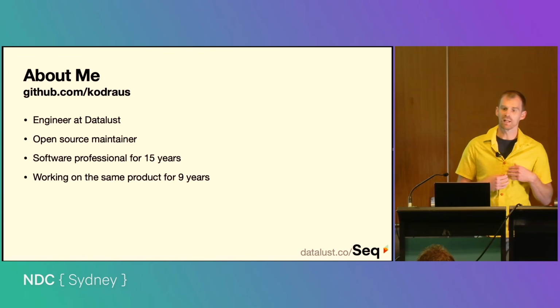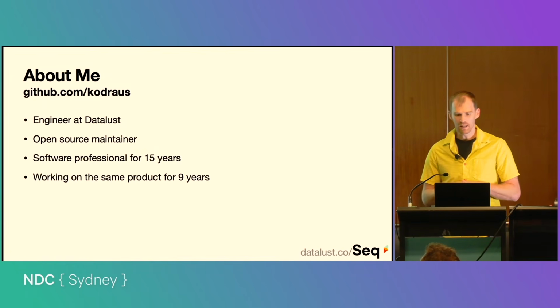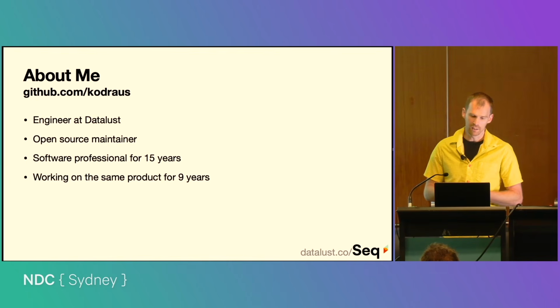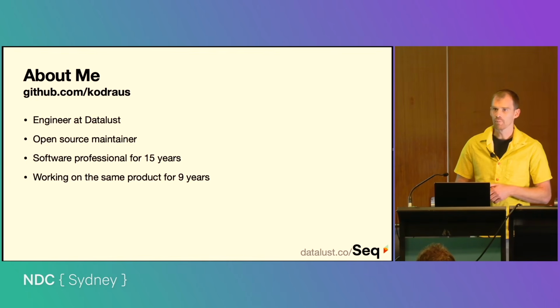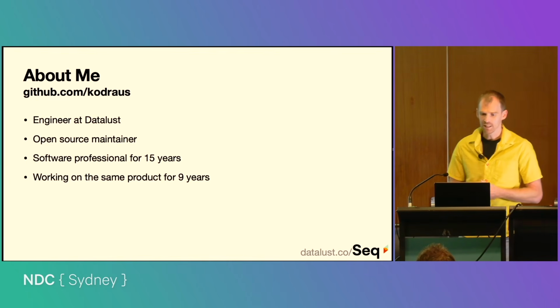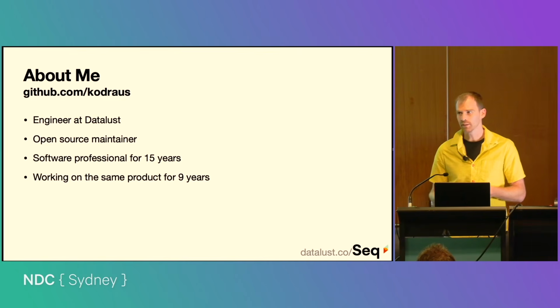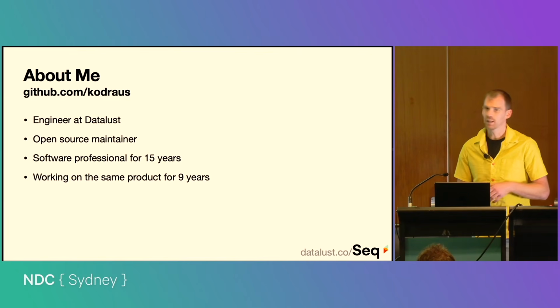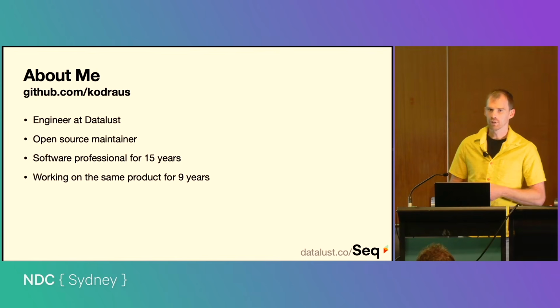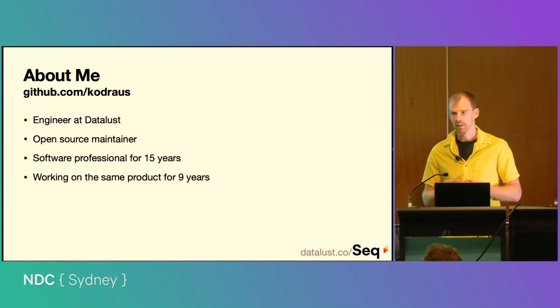So just a little about me. My name is Ash. I'm an engineer at Datalust. We're a Brisbane-based company. I maintain some open source packages in the Rust ecosystem. I've been a software professional for about 15 years now. In the last 9 of those, I've spent working on the same product, which is a fairly unique length of time to spend in the same code base, when oftentimes you may find yourself on short-term engagements moving along things.